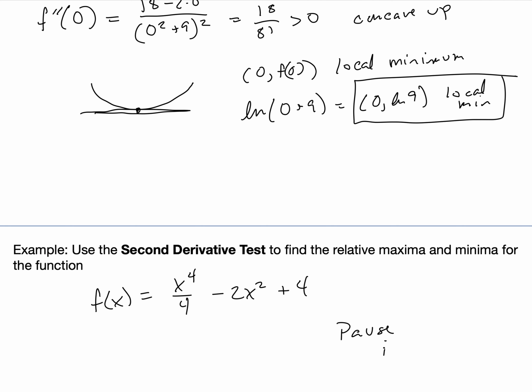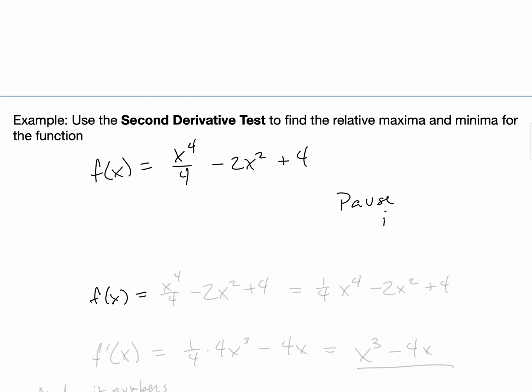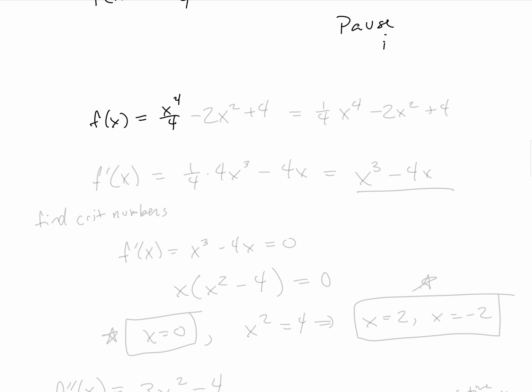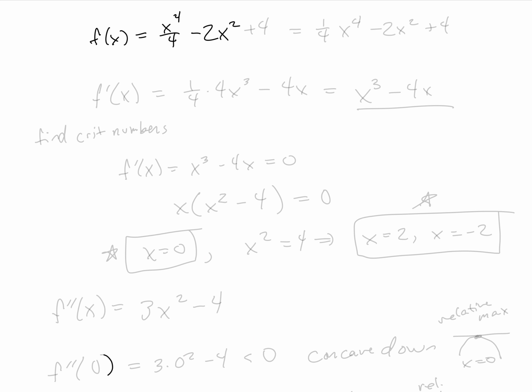All right, so our function is f of x equals x to the fourth over 4 minus 2x squared plus 4. For this, we want to find all the critical numbers for the function and then see whether the function is concave up or concave down at those points. So f prime of x, the first derivative, is just the same thing as 1/4 times x to the fourth minus 2x squared plus 4.